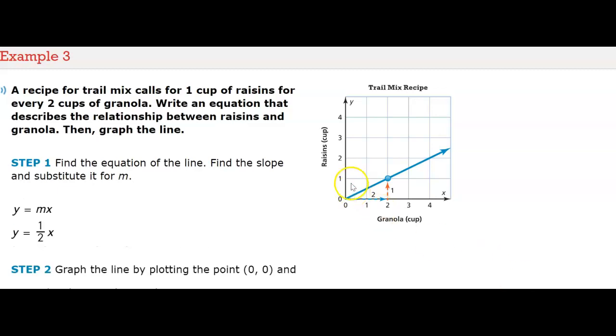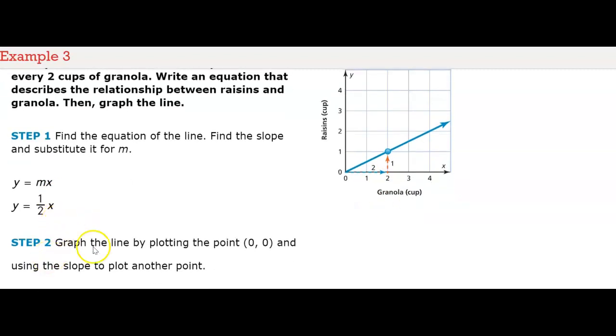So we have the line graphed here. We have our equation, which is y equals mx. They did the rise over run. So our rise is up 1 over 2, which is the run. So that is our slope. Step 2 is graphing the line by plotting 0, 0 first, and then drawing a line to run through that slope.